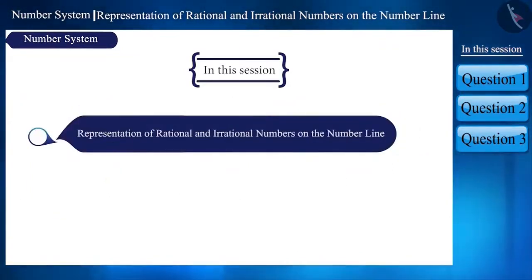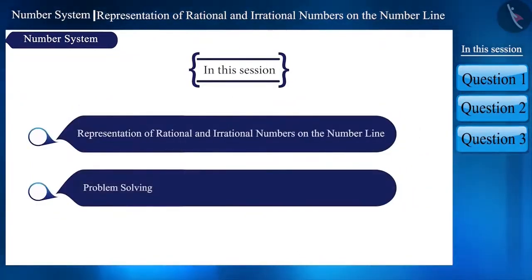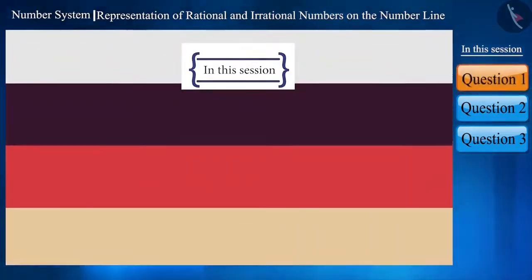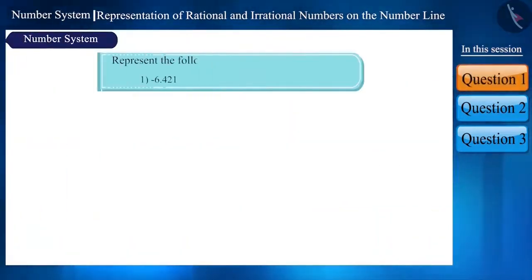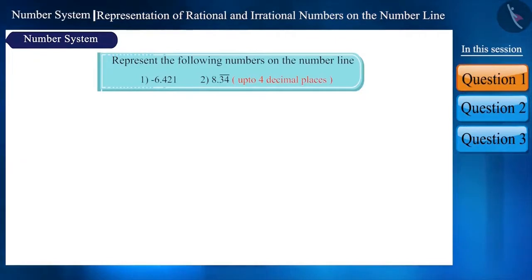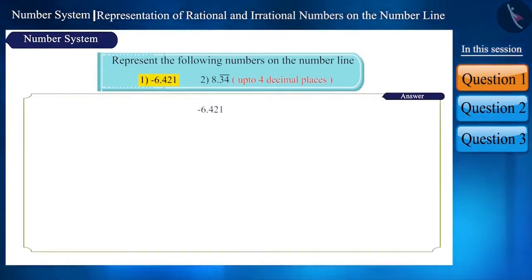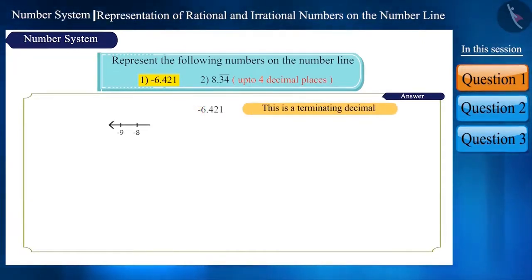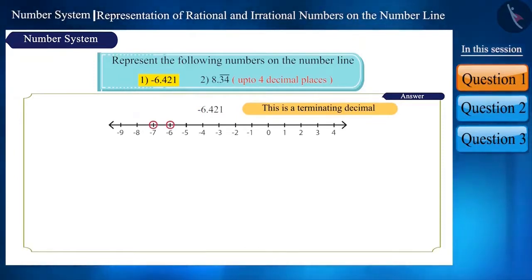In the previous video, we learned how to represent rational and irrational numbers on a number line. Today, we will be solving some questions based on it. Let's start with our first question. Represent the following numbers on the number line. The first number is minus 6.421. This is a terminating decimal. Friends, don't get confused seeing the negative sign. This number will lie between minus 6 and minus 7 on the number line.